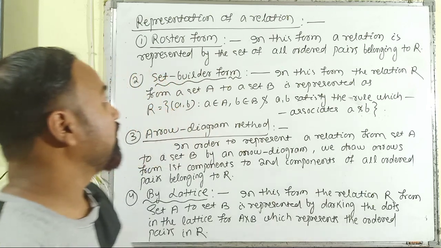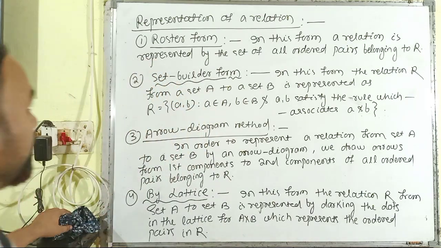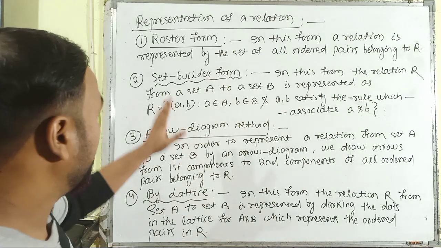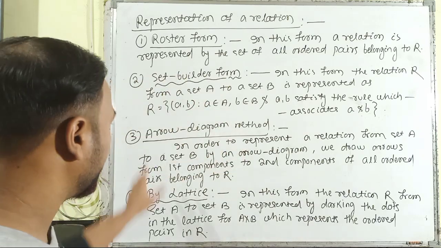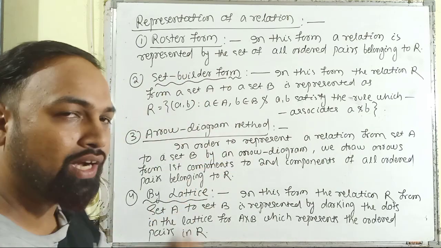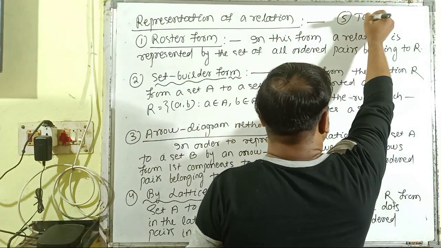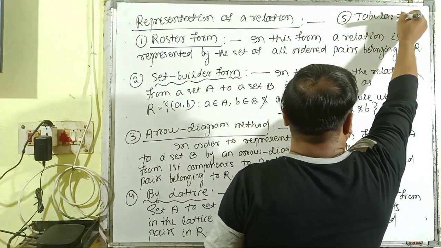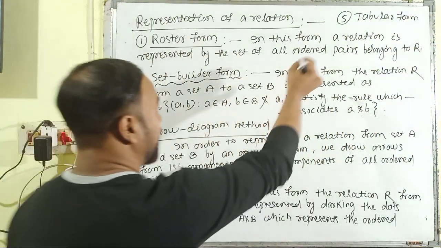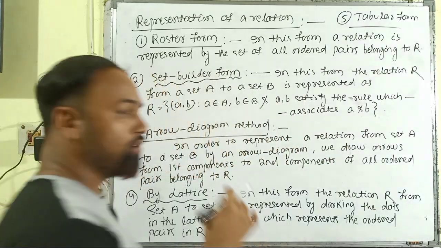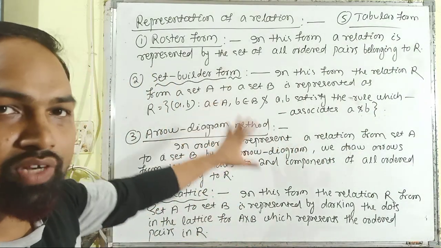So here it is the representation of a relation. In how many ways can we represent a relation? In different formats, and 5 formats are there. One is roster form, then the set builder form, then the arrow diagram method, then the XY lattice method. The 5th one is tabular form. We will discuss each one of them by taking an example. These are just the definitions.